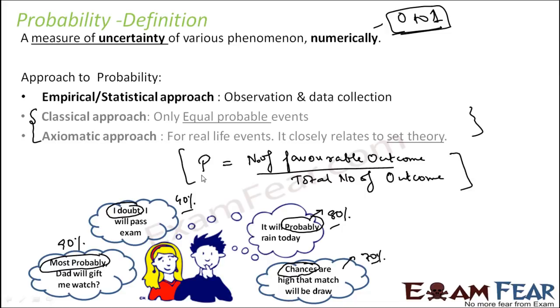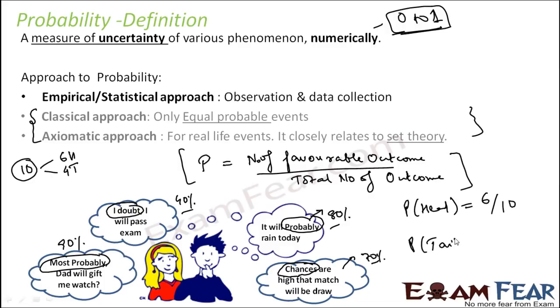For example, you talk about tossing a coin. You toss the coin 10 times. Out of 10 times, let's suppose you got 6 times head and 4 times tail. Then you can say that the probability of getting a head is nothing but the number of favorable outcomes, in this case 6, by total outcomes, which is 10. Similarly, the probability of getting a tail is the number of favorable outcomes, 4 tails, by total outcomes, 10. So you can just say 6 by 10 or 4 by 10.